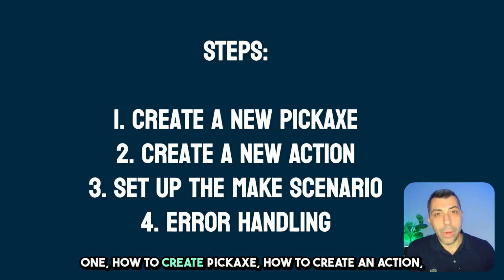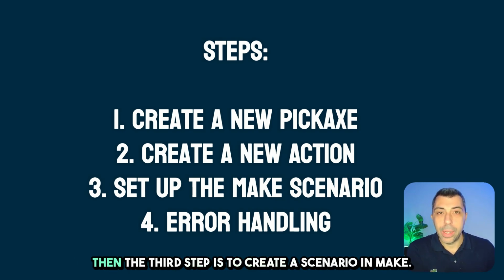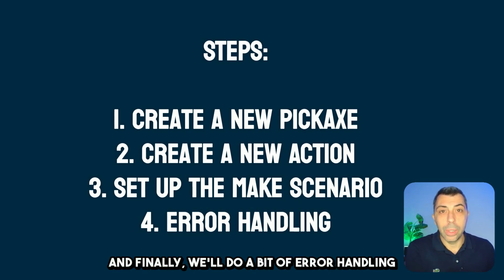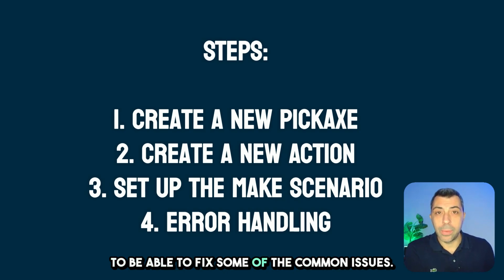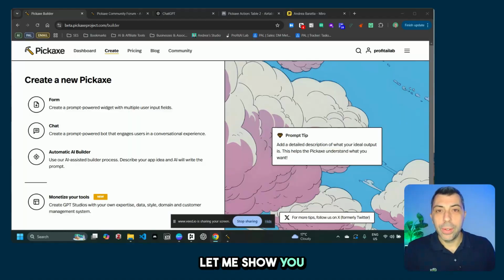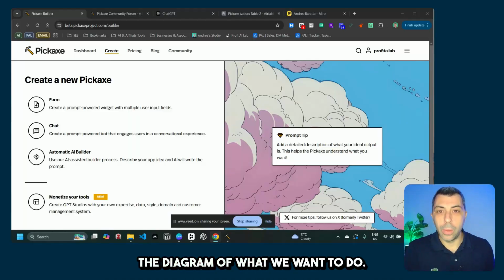We will be looking at four steps. One, how to create a Pickaxe. Second, how to create an action. Then the third step is to create a scenario in Make. And finally, we'll do a bit of error handling to be able to fix some of the common issues. Let me show you the diagram of what we want to do.